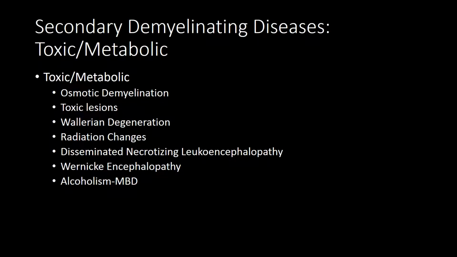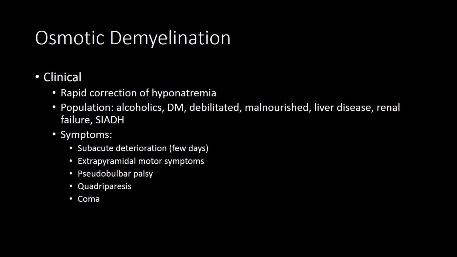Okay, next we'll talk about toxic metabolic causes of white matter disease. This is a list of diseases: osmotic demyelination, toxic lesions from underlying chemotherapy or other toxic ingestion, Wallerian degeneration, radiation changes, disseminated necrotizing leukoencephalopathy, Wernicke's encephalopathy, and Marchiafava-Bignami disease.